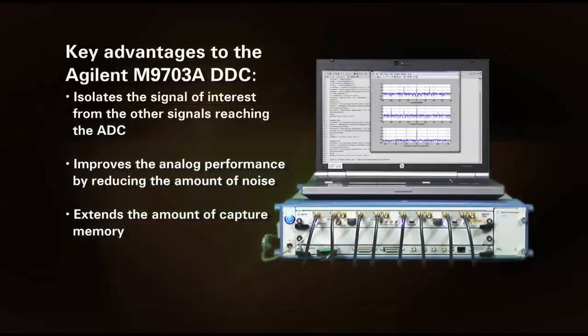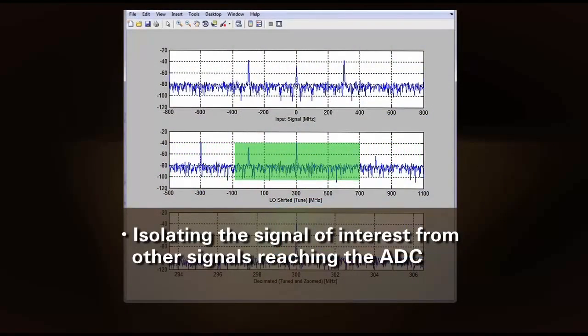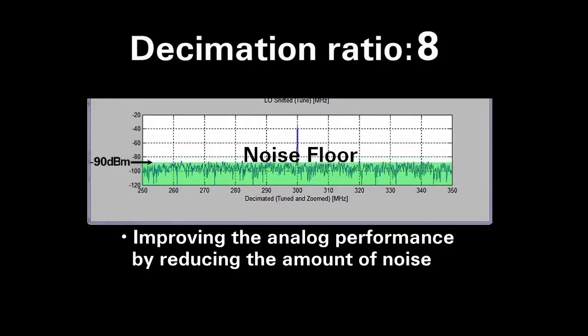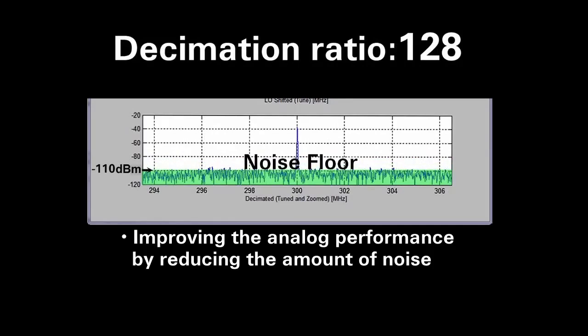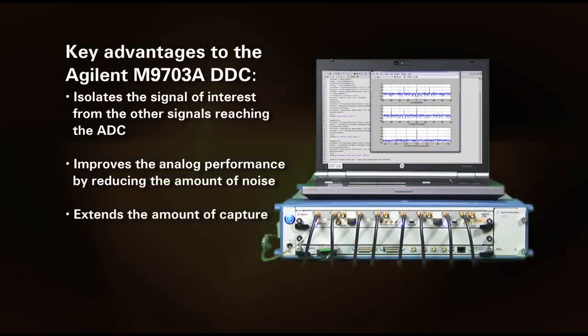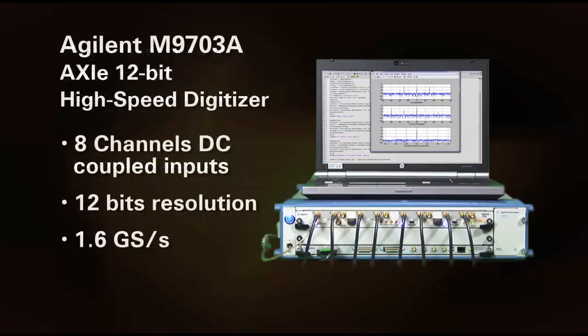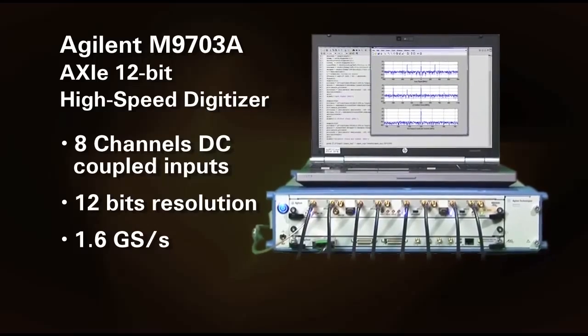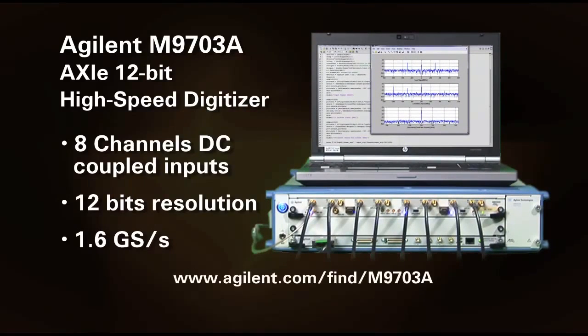These functions deliver the key advantages for your application by isolating the signal of interest from other signals reaching the ADC, improving the analog performance by reducing the amount of noise, and extending the amount of capture memory. Put Agilent's M9703A real-time digital down conversion capability to work on your most challenging multi-antenna test applications.